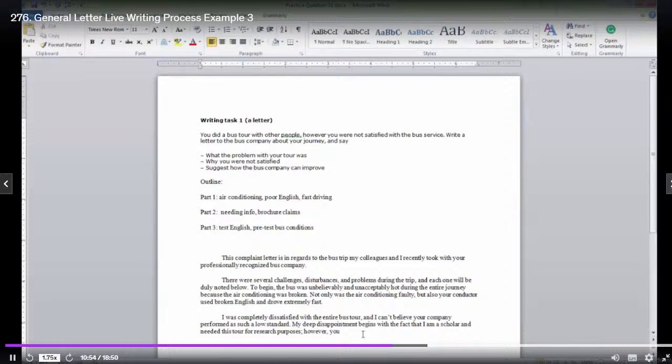However, look at my sentence structure, everybody. Right, so there's our first sentence about needing that information for research purposes and the driver's poor English preventing that from happening. Okay, and then we're going to talk about our next idea, which is about the brochure.